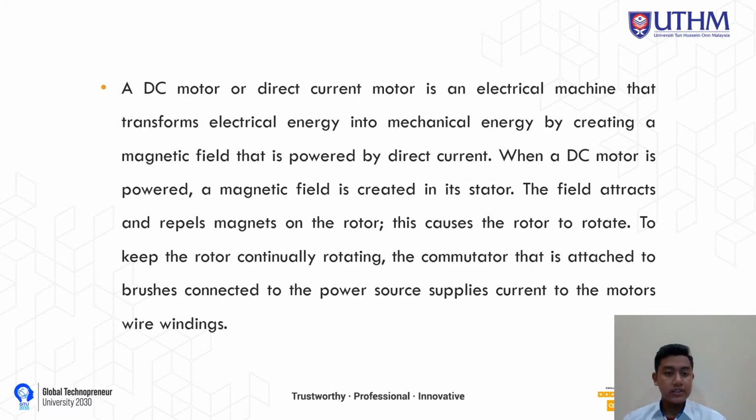For the introduction, a DC motor or direct current motor is an electrical machine that transforms electrical energy into mechanical energy by creating a magnetic field that is powered by direct current. When a DC motor is powered, a magnetic field is created in its stator. The field attracts and repels magnets on the rotor. This causes the rotor to rotate. To keep the rotor continually rotating, the commutator that is attached to brushes connected to the power source supplies current to the motor's wire winding.